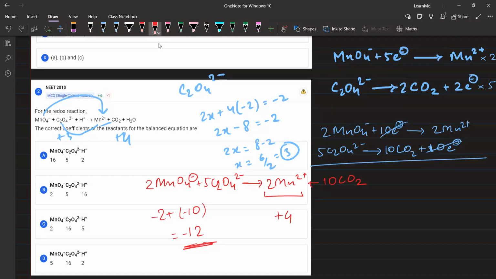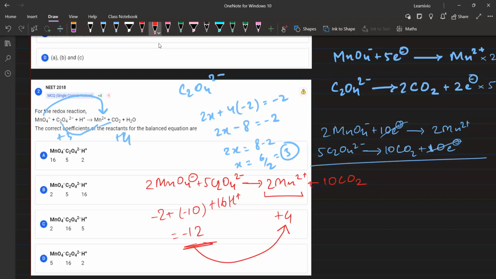Now we have to add H plus in the reactant side, so that minus 12 becomes plus 4. How much distance is there from minus 12 to plus 4? 16, yes or no? On the number line you want to go from minus 12 to plus 4, so we'll have to add 16. So we'll add 16 H plus.